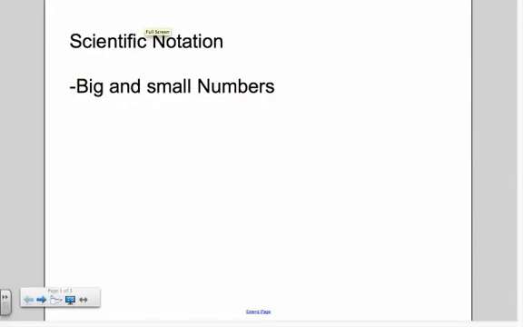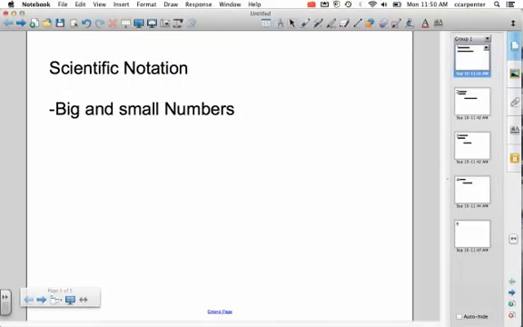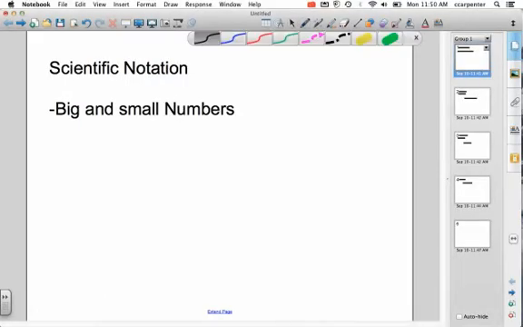Alright, we are here today to discuss scientific notation. Let me get my pen first because I always forget it. Here it is. Oh yeah, there's my pen. I'm going to use black, and then I'll use some other colors later on.